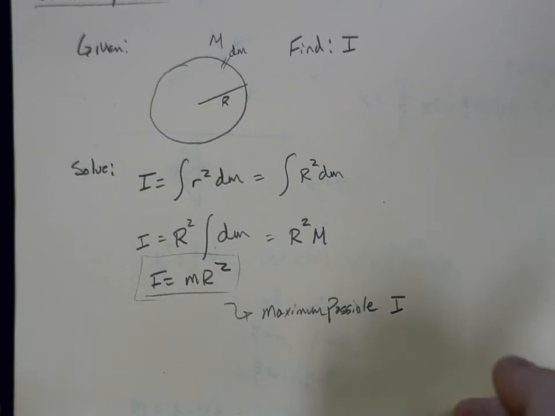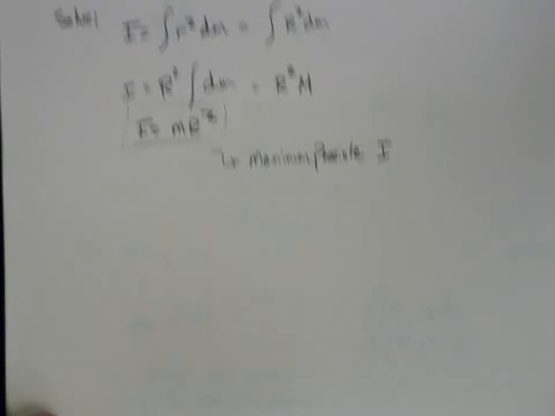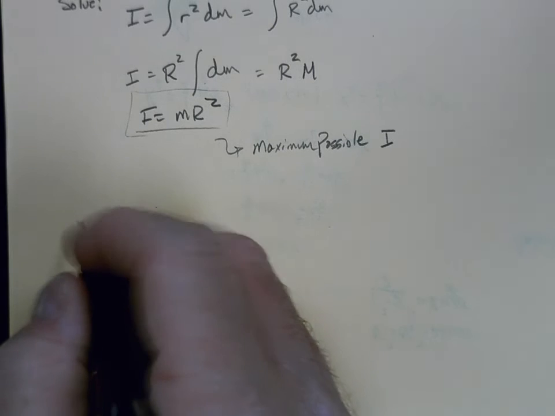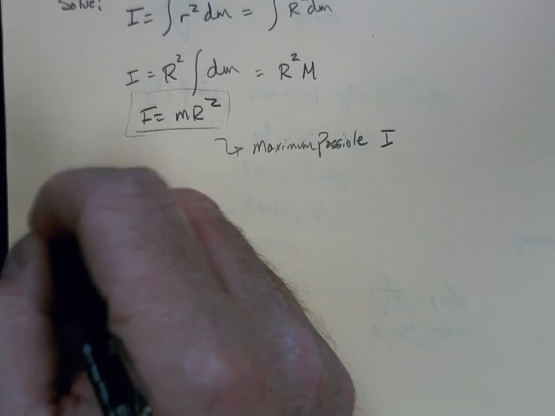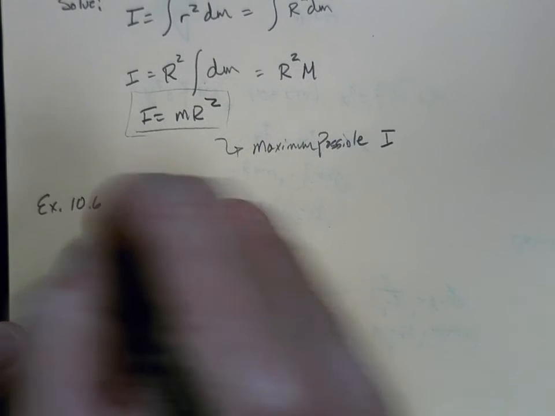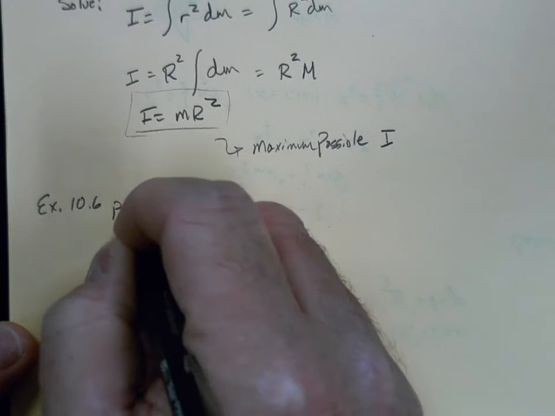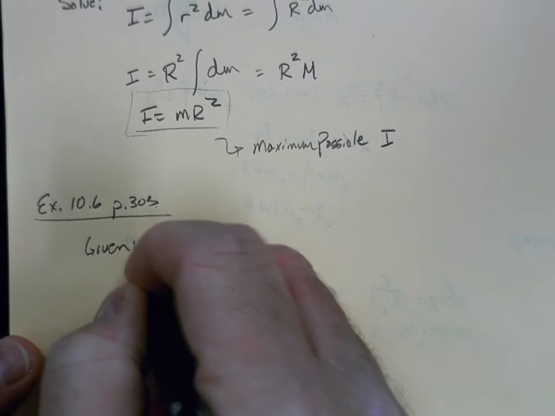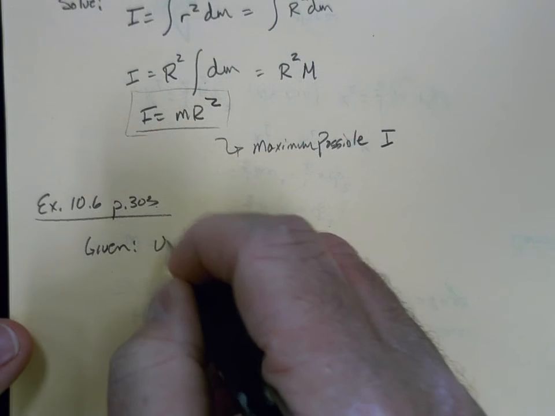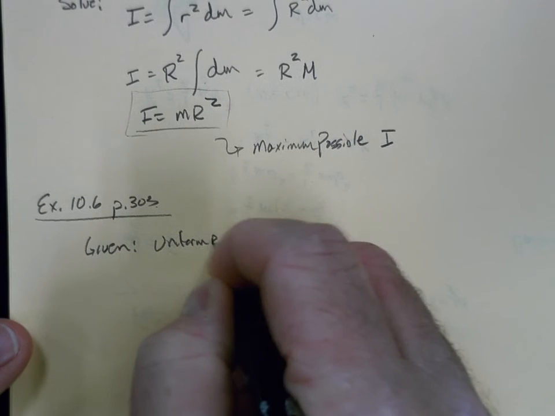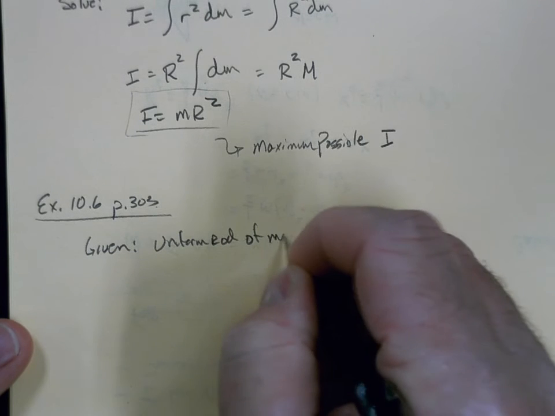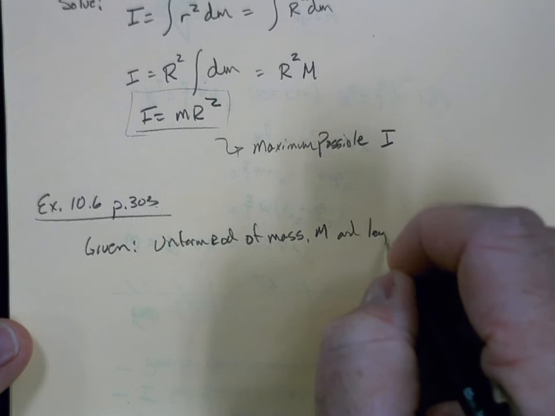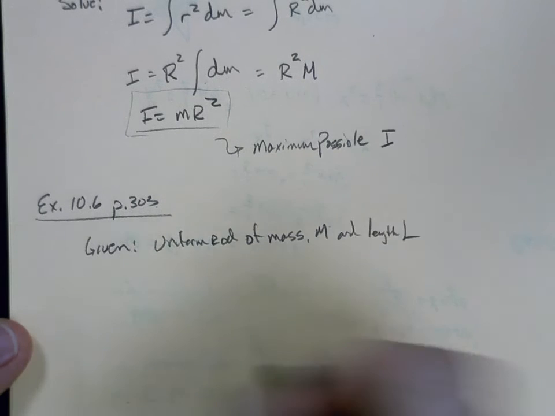But we have another one that we're going to go over, and it's a new one, a uniform rod. This is exercise 10.6 on page 303, and we have a new given. We have a uniform rod of mass m and length L, and it spins about its center of mass.